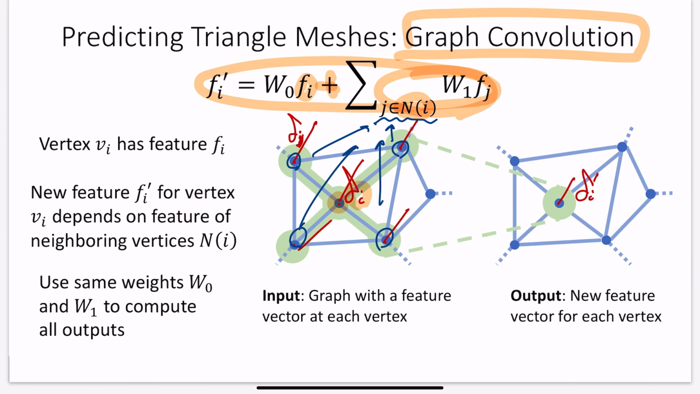It's like the aggregation across the nearby vertices. So in other words, vertex vi, let's say vi has a feature fi. So the new feature fi prime for the vertex vi depends on the features of the nearby vertices, let's say ni, and we use the same weights w0 and w1 to compute the whole output.